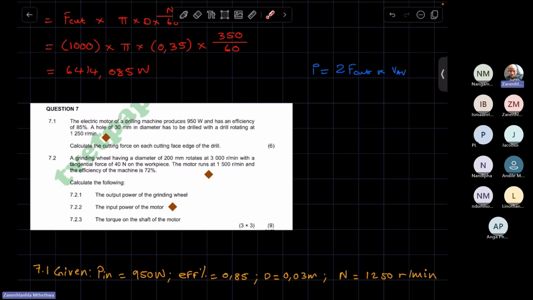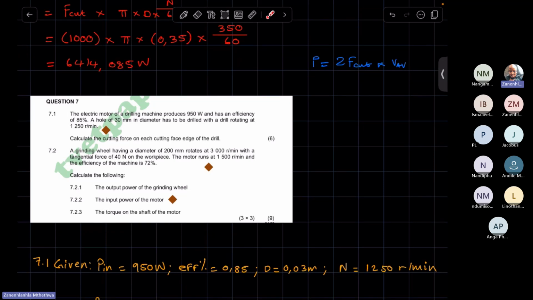Yes, sir. Right. So this is particular. Remember, I said each and every metal cutting machine you get to look at from a different perspective. So for a drilling machine, the formula to calculate the cutting force, you have to multiply the cutting force by 2. So let's see what you've been given.